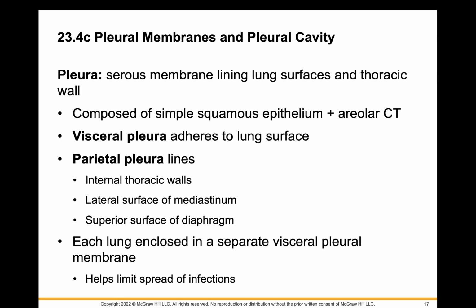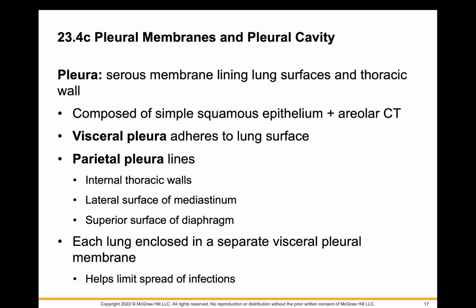Now, the last structure that we have to address is the pleura. This is a serous membrane that's lining the lung surface and the thoracic wall. It is made up of simple squamous epithelial and areolar connective tissue. It's subdivided into two parts.